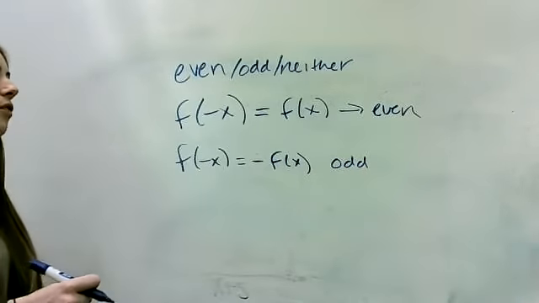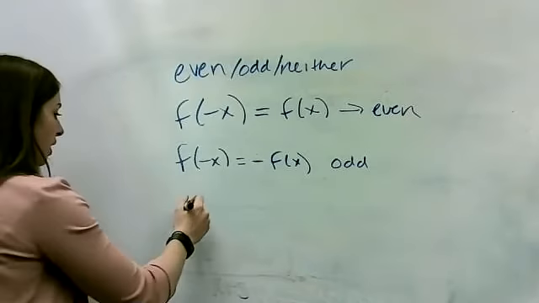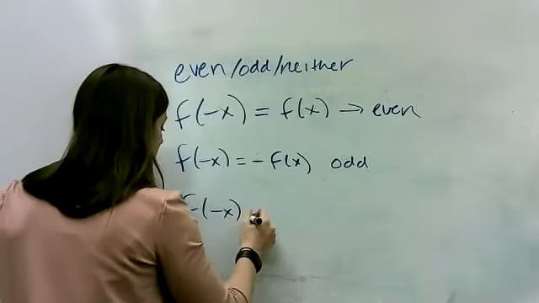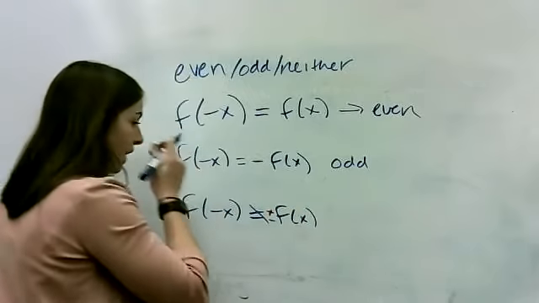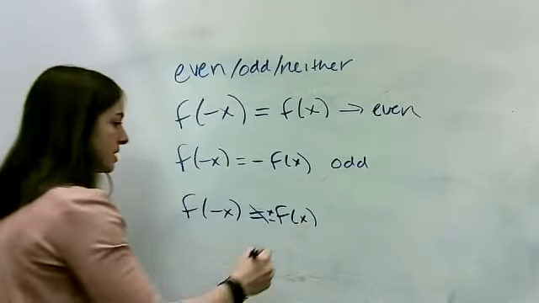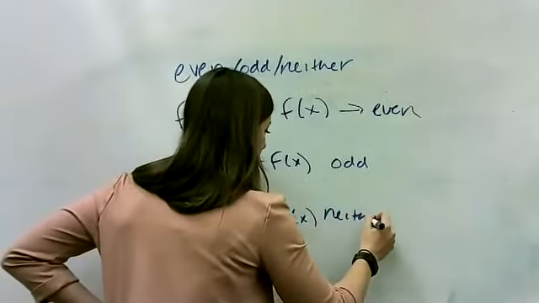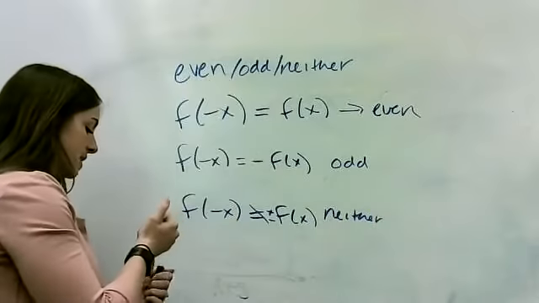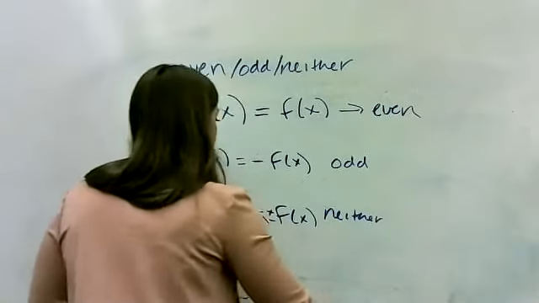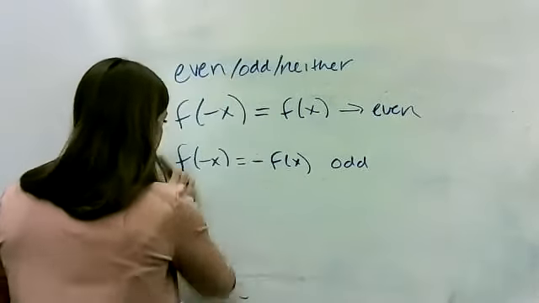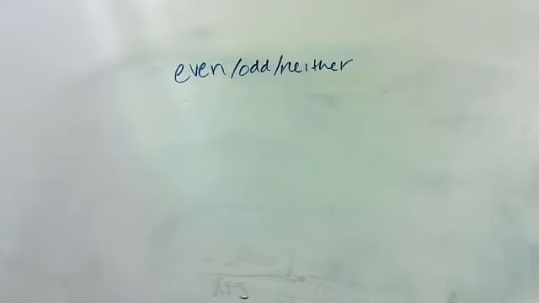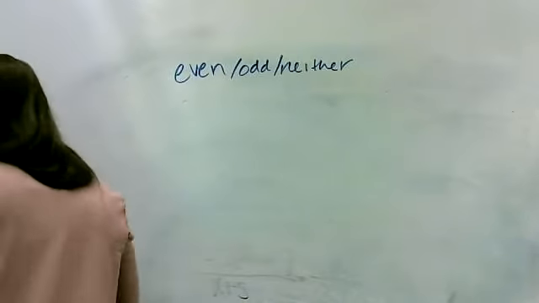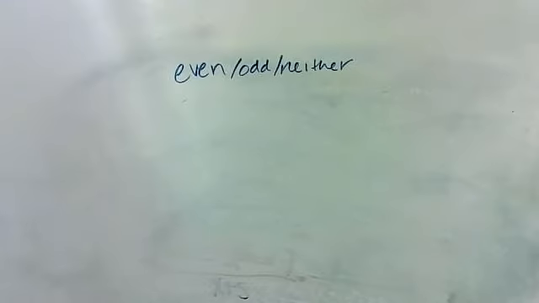Okay, so what if it never comes back out? What if our f of negative x never ends up equaling f of x, positive or negative? That is going to be neither. Okay, so we're going to take a set of steps here. I'm going to erase this real quick, sorry. If you need that again, go ahead and pause and write that down. We have a set of steps that we do in order to test this.